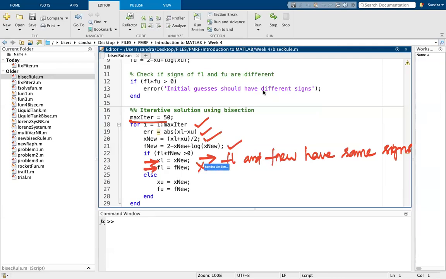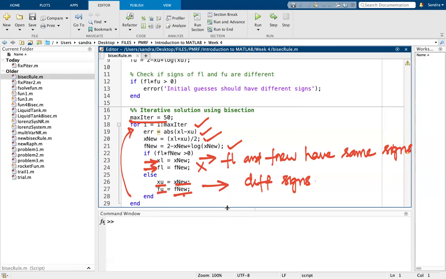If this condition is not true, what does this mean? They have different signs. In that case, you replace xu with x new and fu with f new. Is the code clear? Now, once you've replaced the bracket, the loop will continue with the new xl and xu. You keep going until the 50 iterations are done.